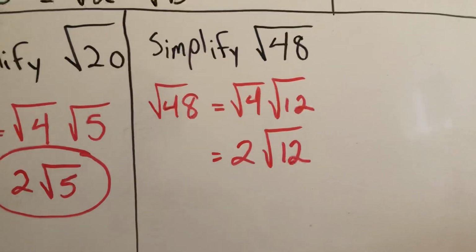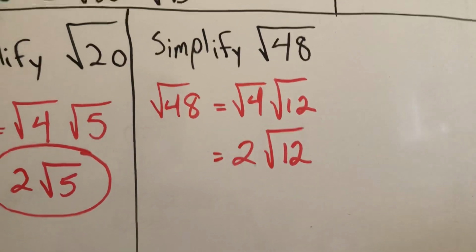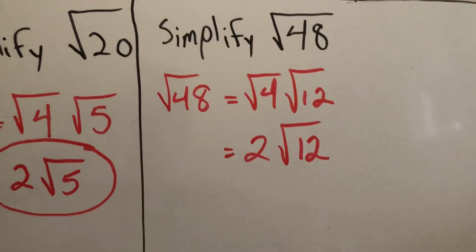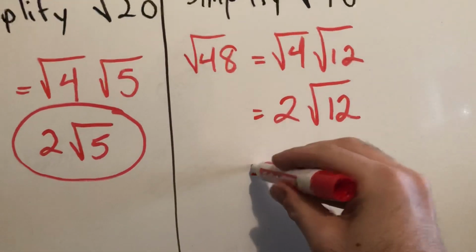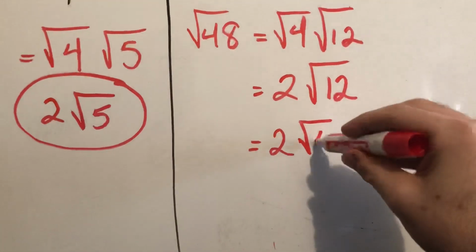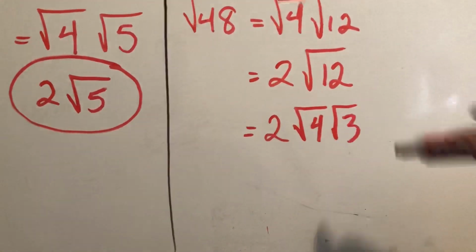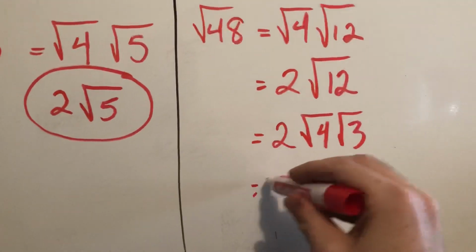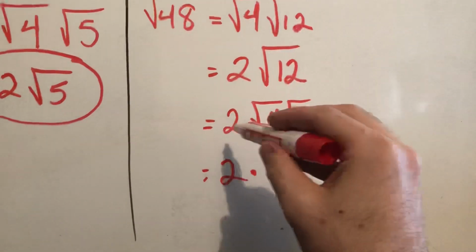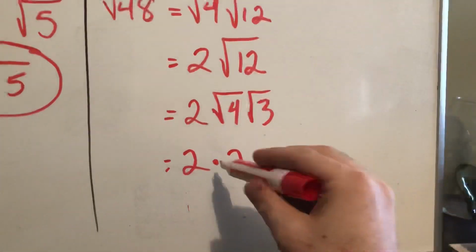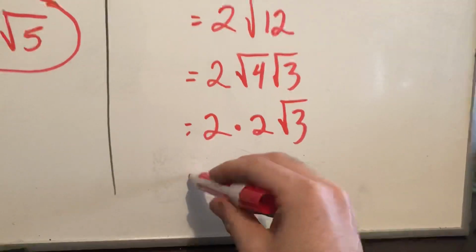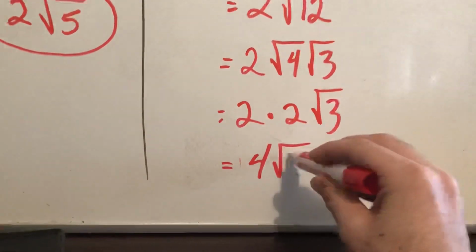Is this simplified? Well, let's take a look at square root 12, and it's not a prime number, and it does have a perfect square factor. In fact, I can factor out root 4 again. So I need to keep my 2 in place here, and I'm going to make root 12 into root 4, root 3, keep 2. Root 4 is equivalent to 2, so these are going to multiply. Everything right here is multiplication. 2 times 2, root 3. Prime number, no perfect square factors. So the final simplification of root 48 is 4 root 3.